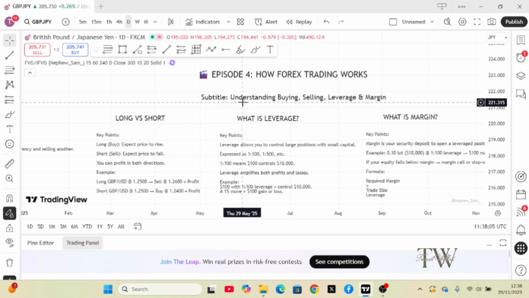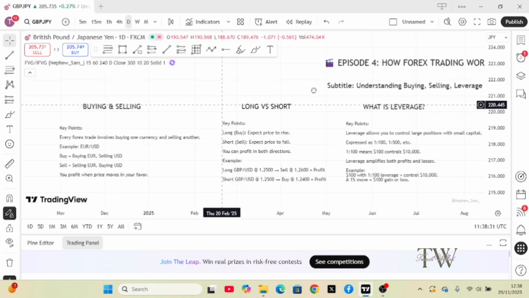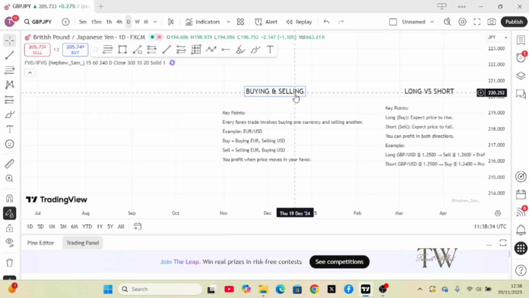We are talking about understanding buying and selling, leverage, and margin. We'll break down exactly how forex trading works, from buying and selling to what long and short means. You see people talk about that both in crypto and in forex. We talk about leverage, and we talk about margin. So let's start with buying and selling.